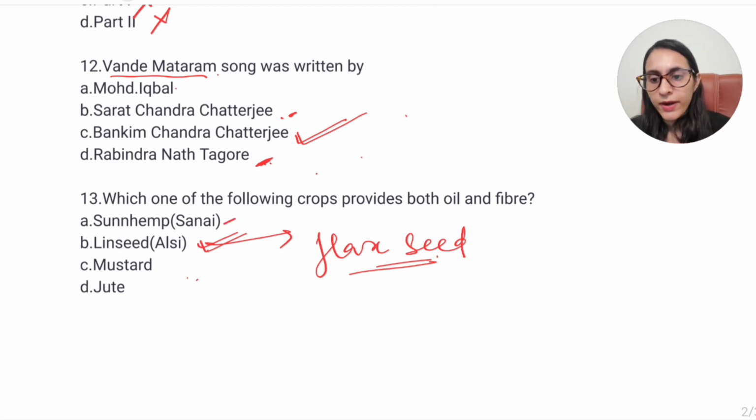Sun hemp provides fiber but not oil. Mustard provides oil but not fiber. And jute provides fiber but not oil. So providing both oil and fiber, it is alsi.